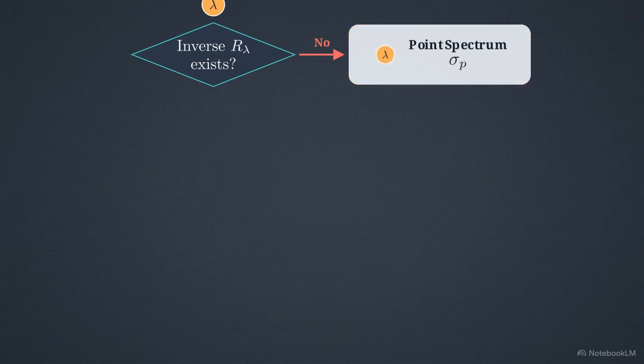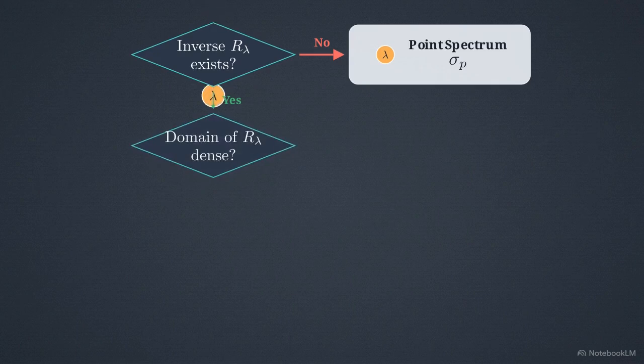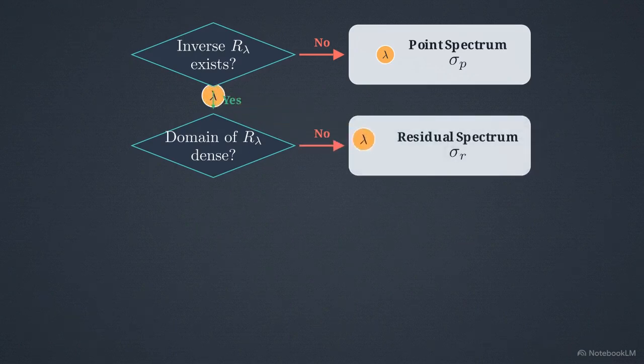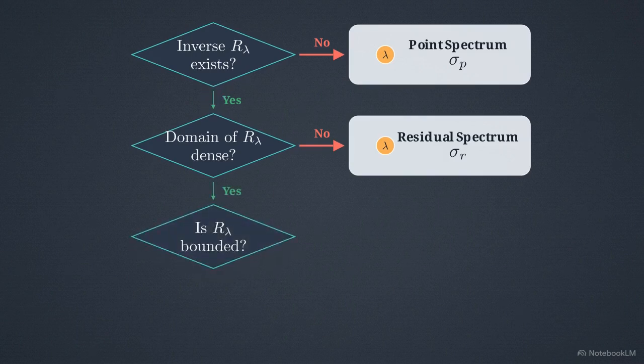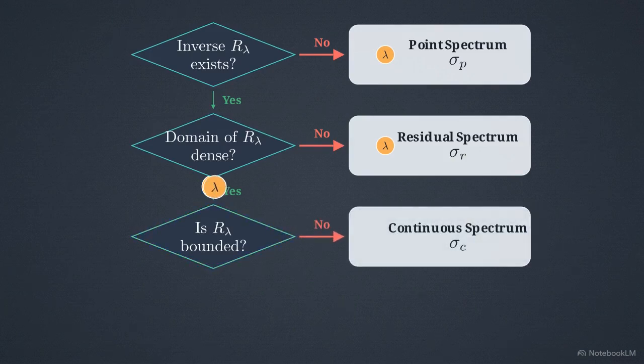If the inverse does exist, we move to the second test. Is the domain of our resolvent dense in the overall space? If the answer is no, it means our inverse can only reach a fractured, incomplete portion of the space. This lambda falls into the residual spectrum. If the domain is dense, we arrive at the final test. Is the resolvent operator bounded? If it is unbounded, meaning it stretches certain inputs infinitely, lambda belongs to the continuous spectrum.